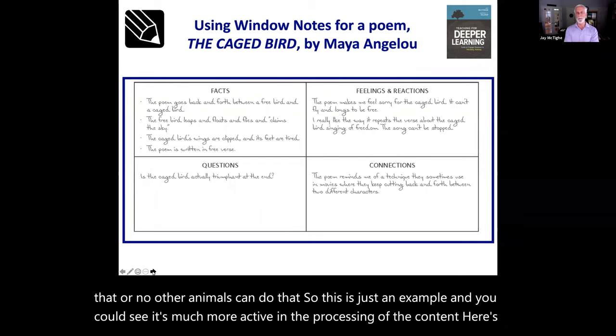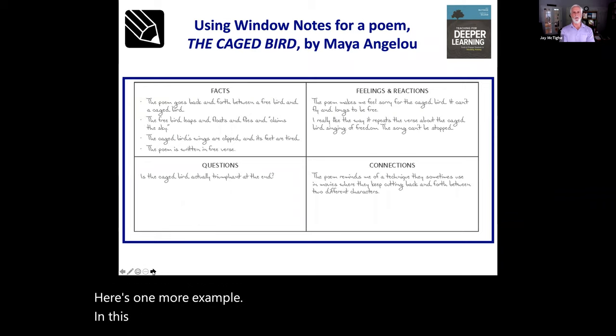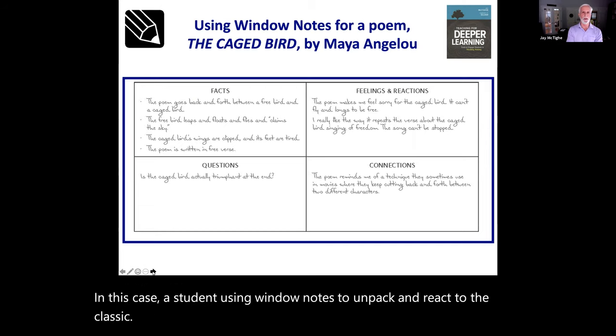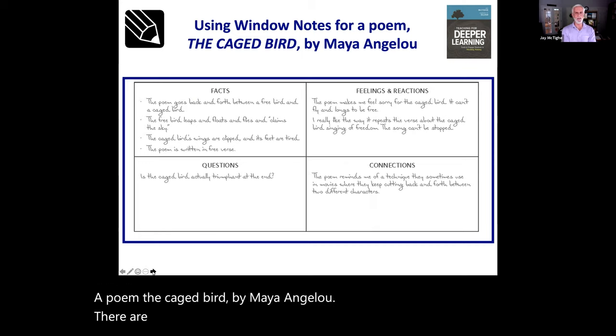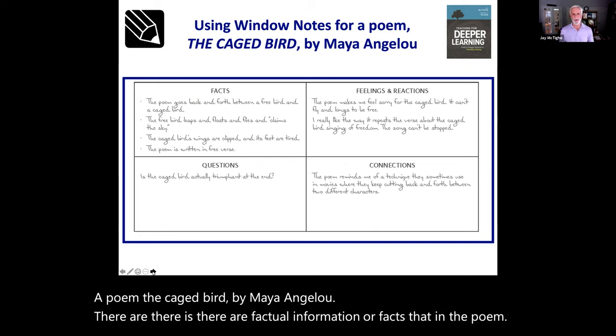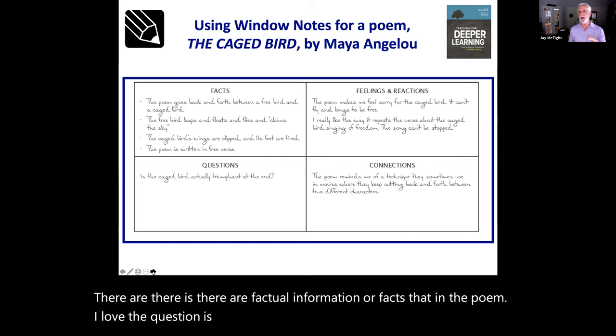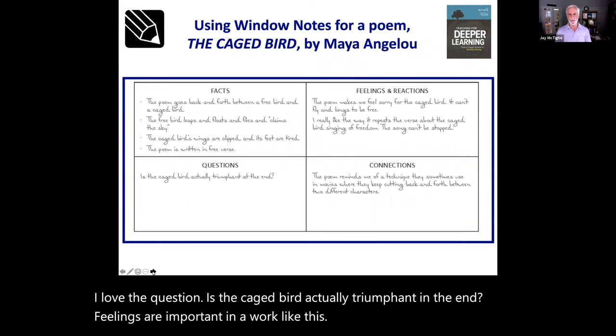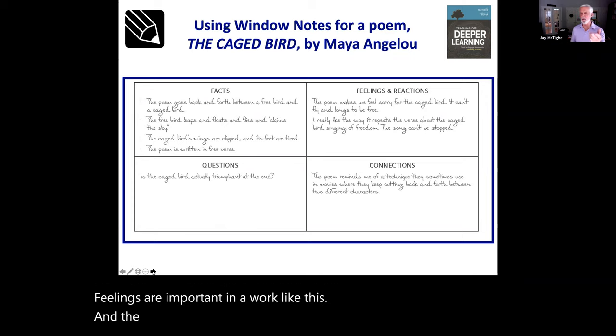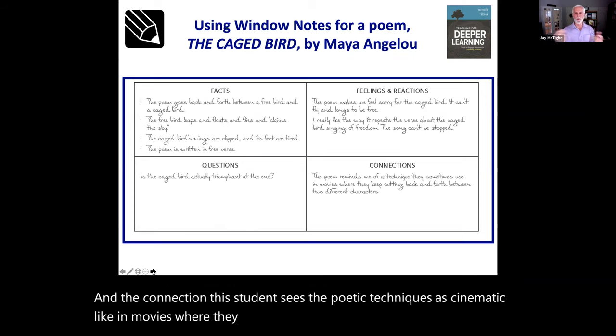Here's one more example. In this case, a student using window notes to unpack and react to the classic poem, The Caged Bird by Maya Angelou. There are facts in the poem. I love the question, is the caged bird actually triumphant in the end? Feelings are important in a work like this. And the connection: this student sees the poetic techniques as cinematic, like in movies where they cut back and forth between two characters. It's a really interesting observation.